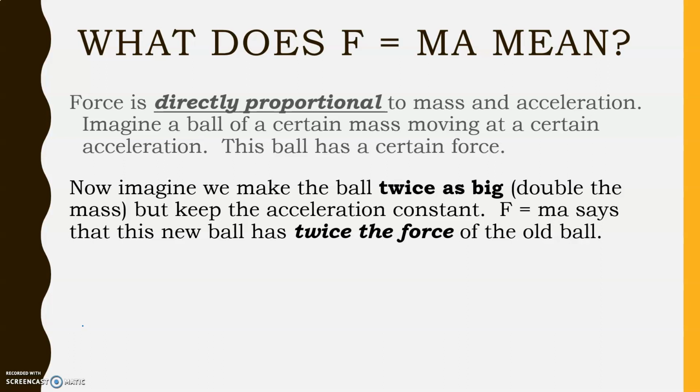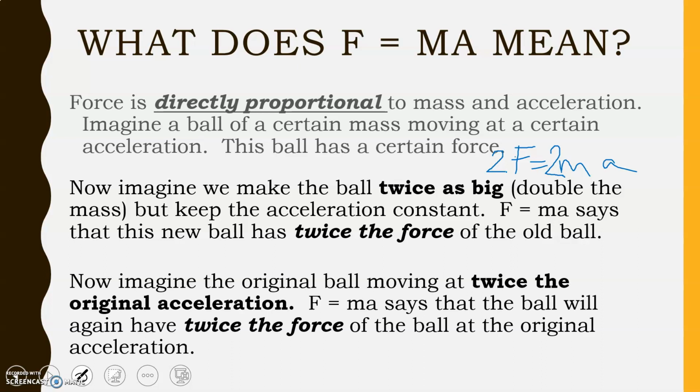So now imagine we make the ball twice as big. So we would essentially be doubling the mass, but keep the acceleration constant. F equals ma says that this new ball has twice the force as the old ball. So remember, we're using F equals ma. And if we make the mass twice as big, so 2m, there's twice as much mass, then, of course, force is going to be twice as big as well, because it does have to be proportional.